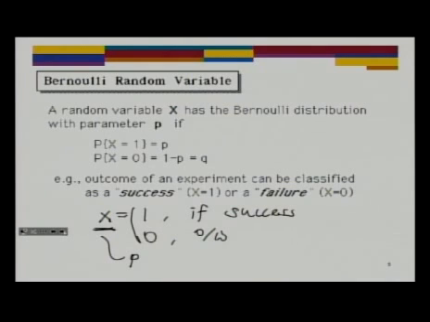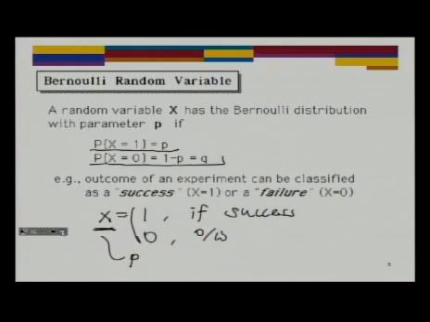And the probability mass function of x is given by this, right? P(X=1) equals p, and P(X=0) would be 1 minus p, or sometimes we call it q. And the p is again the probability that the outcome is a success. Okay? Just keep in mind that.